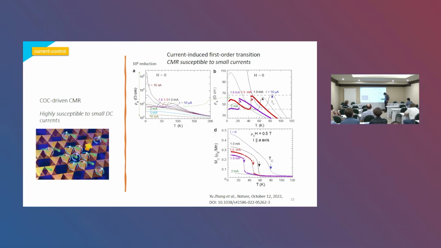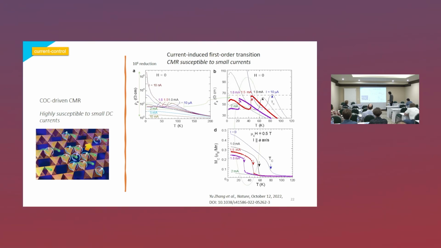But what's important here is that at 1.8 and 1.5, we see a first order transition as well. So notice here, that's the first order transition. This means when the current exceeds a certain threshold, the second order transition becomes a first order transition. So there's something really fundamental going on. And then once we apply 2 milliamps, there's nothing. As we said here, if we apply 2 milliamps, there is no transition anymore.